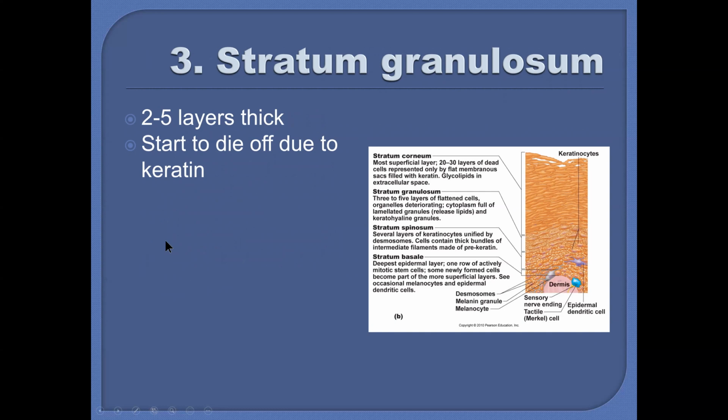This is where the keratinocytes start to die off due to the increased production of keratin. There's only so much room in the cell, and as the keratin increases, there's less and less room for the organelles, so the cells start to die off in this particular layer.